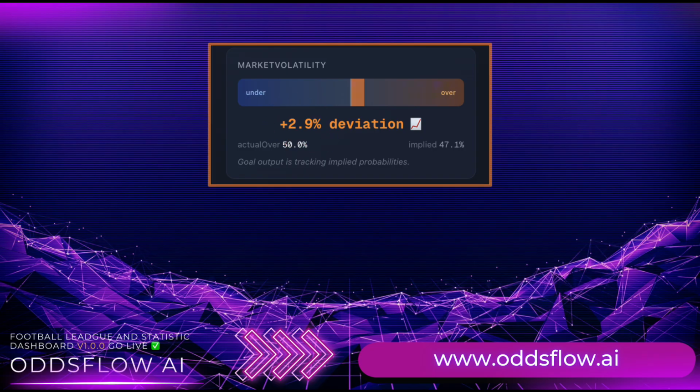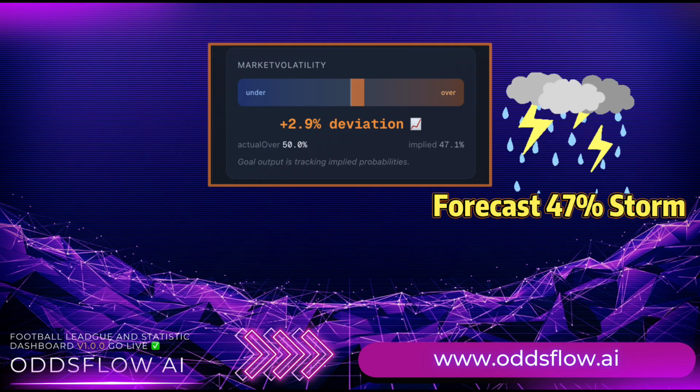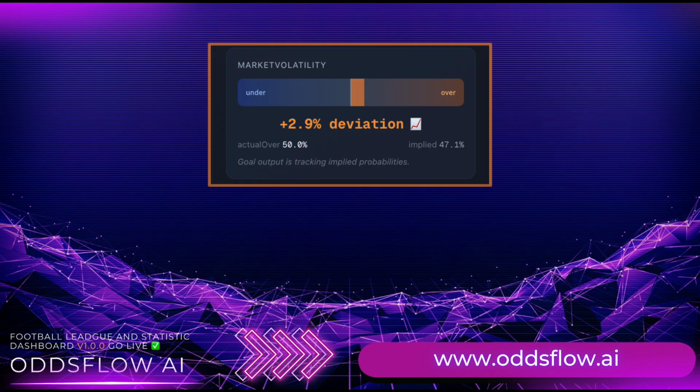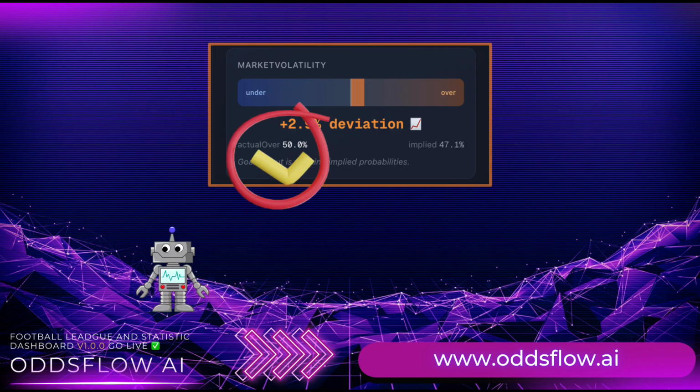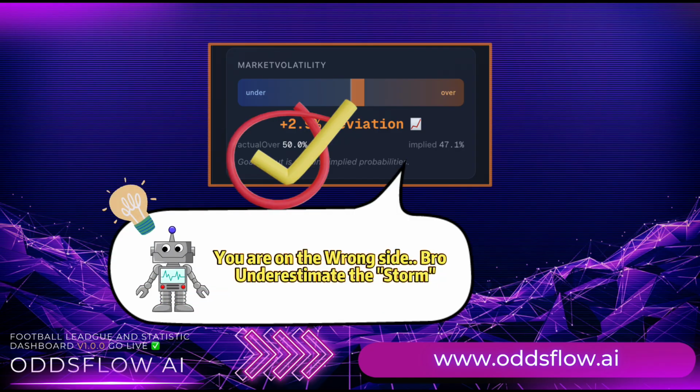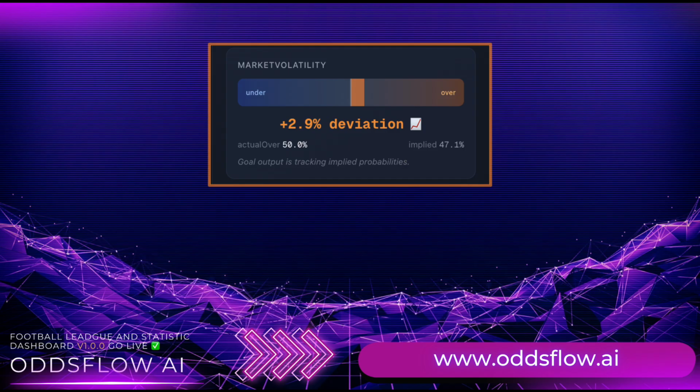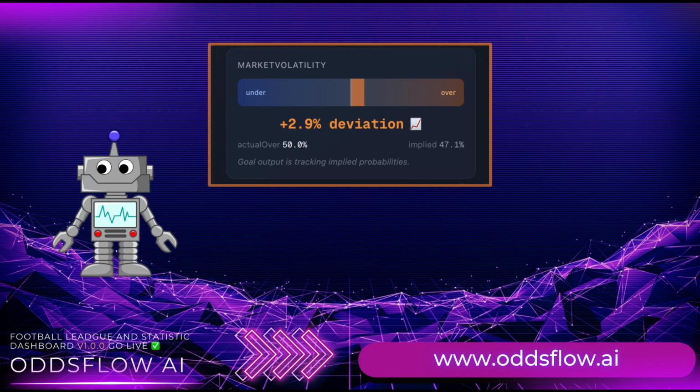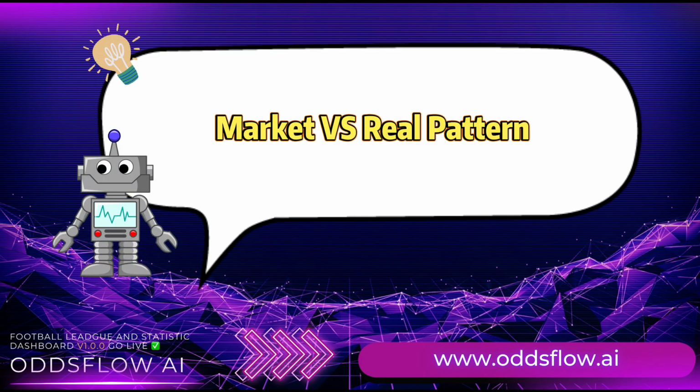Think of it like a weather forecast. If the forecast says 47% chance of heavy rain, but reality shows 50% of days actually have heavy rain, then the forecast is underestimating the storm. So volatility here is not random chaos. It's a measurable drift, the market script versus the real pattern.